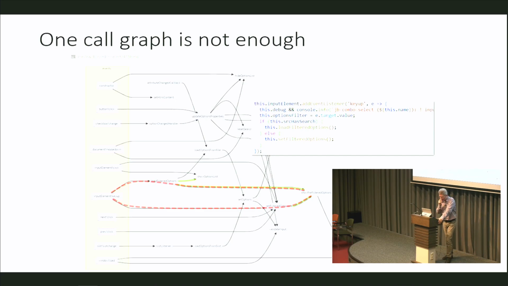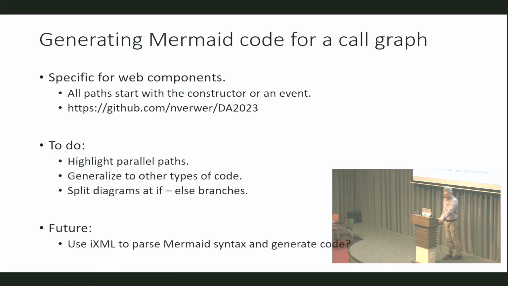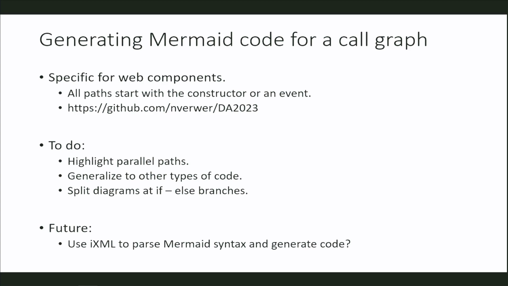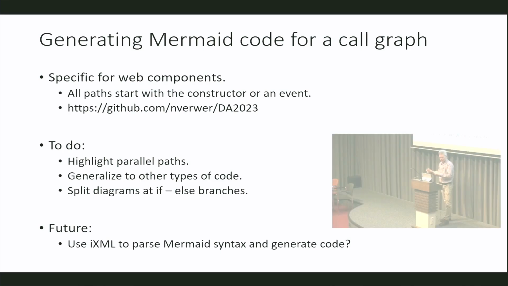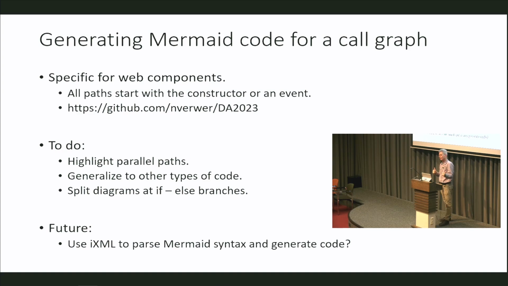By the way, the code to generate these graphs, I think that's on the next slide, yeah. It's specific for web components, how I made it. You can have a look at it. It's on GitHub. Why is it specific for web components? Because all the paths through this call graph start with a constructor of the web component or with an event that happens, which for a web component are the starting points of a sequence of function calls.